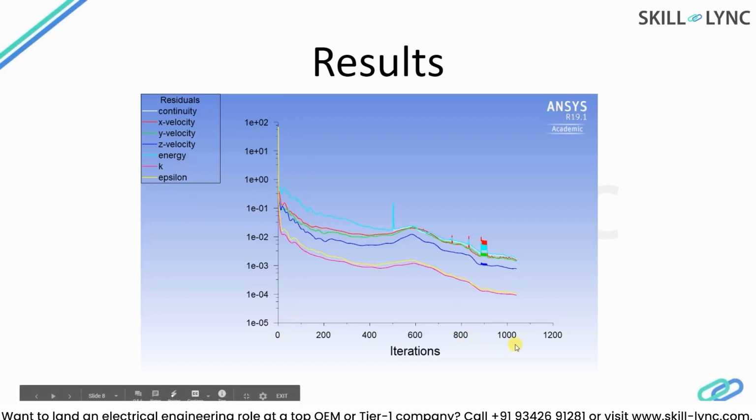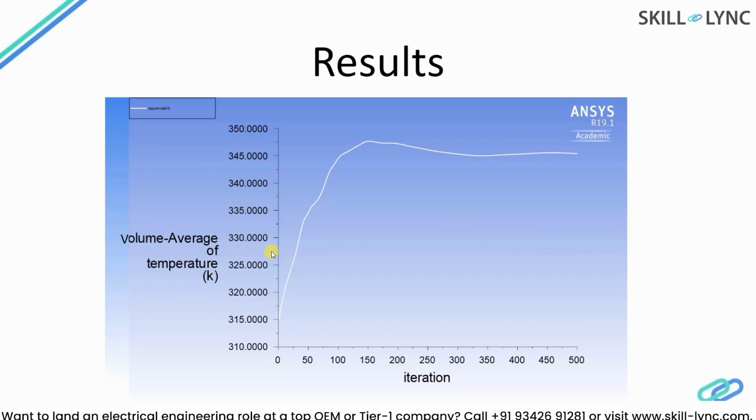In the graph, the x-axis is the iterations and the y-axis is the residual. In general, you want to make sure that your residuals drop. That alone is not going to be the criteria. You should also look at some type of physical quantity. For example, here I'm looking at the volume average of temperature across all my solid cells, and I'm plotting that as a function of iterations.